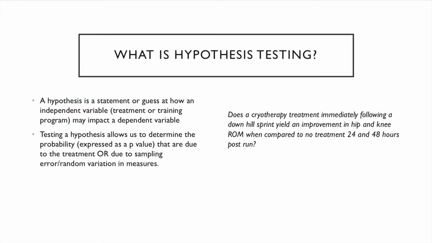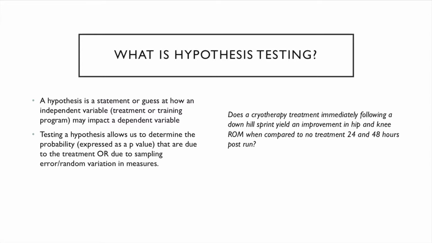So it's an educated guess based upon other studies that were maybe close to the same, similar populations, maybe similar measures. But a hypothesis is a statement at how an independent variable, which could be a treatment or a training technique, may impact a dependent variable, which is usually some measure of performance or health or wellness, such as weight, 40-yard dash speed, vertical jump height, etc.